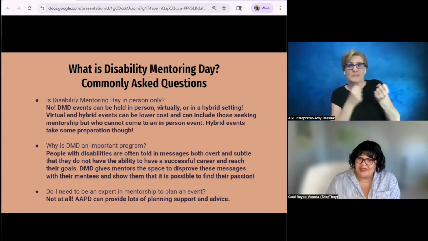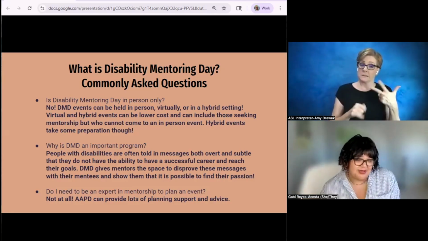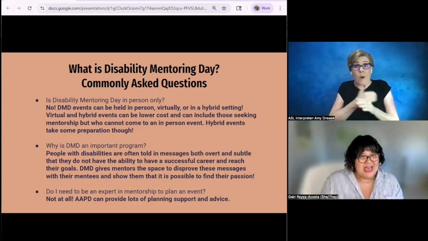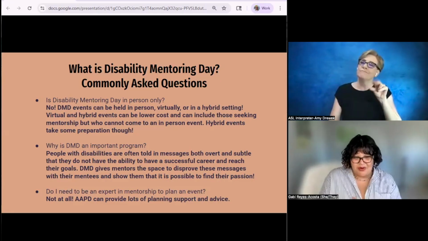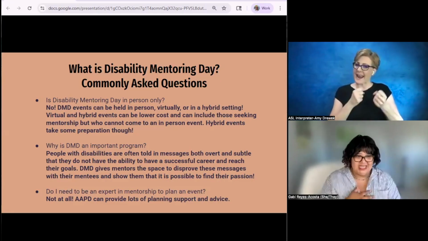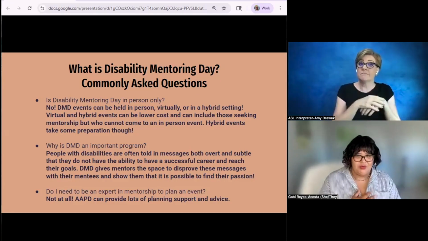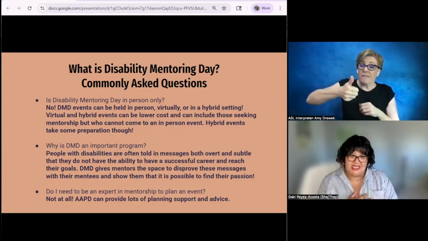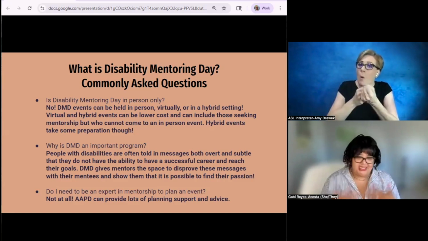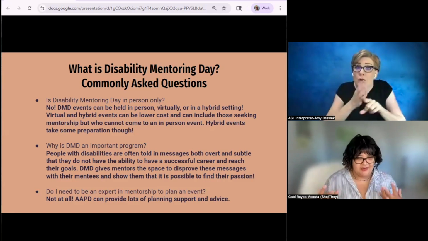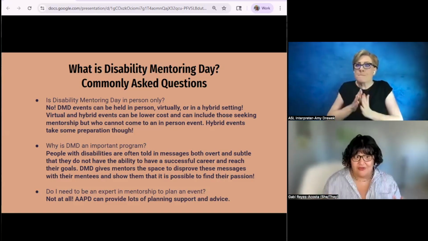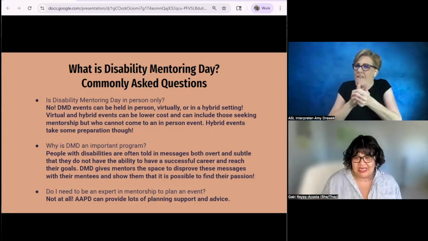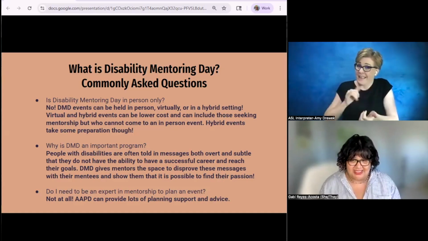The last bullet point is, do you need to be an expert in mentorship to plan an event? And the answer is no, not at all. I am very available to support you with planning support and advice. I also think that as long as you are committed to the goal of supporting young people with disabilities in exploring their careers, in finding their passion, and in reminding them that they deserve to be able to follow those passions, you are already in a really great place to plan this event.